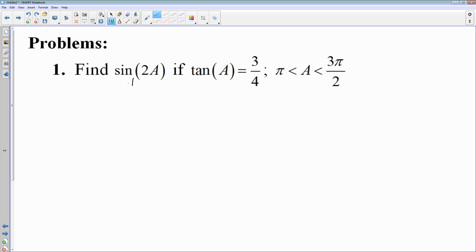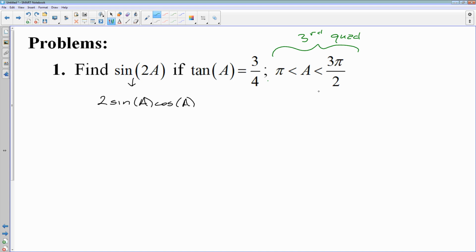Now the identity for sine of 2a is 2 sine of a cosine a. So that's the identity. And I gave you that tangent of A is equal to 3/4. The problem here is my identity needs sine and cosine. I also gave you a quadrant that A is going to be between, and we're going to have to draw a triangle for this. So you need to remember tangent is opposite over adjacent. And if my angle is here, let's see, what quadrant is this? Between pi and 3 pi over 2. That's the third quadrant.